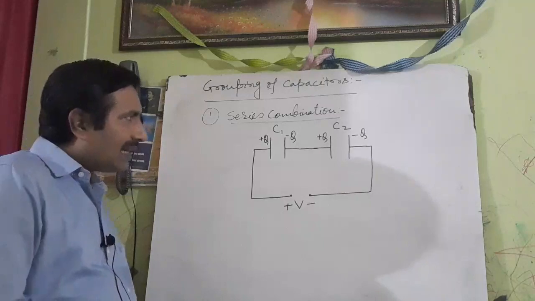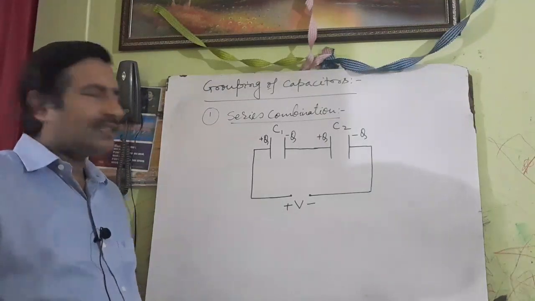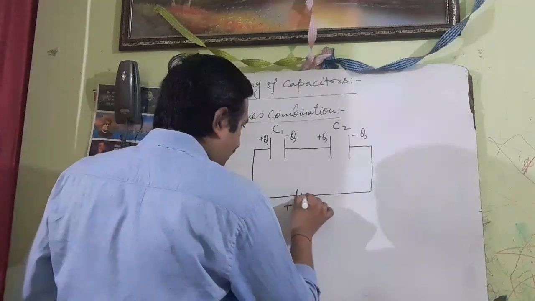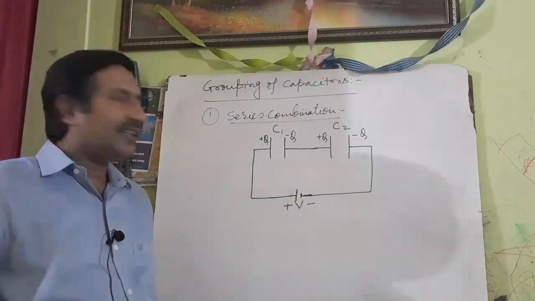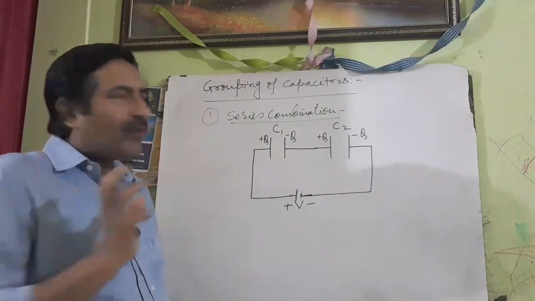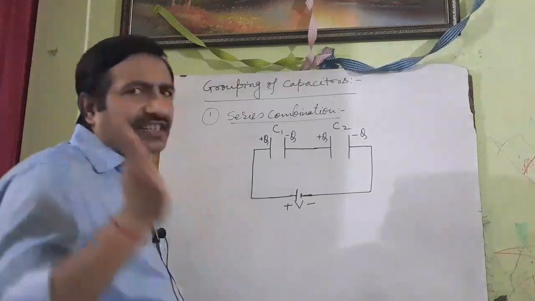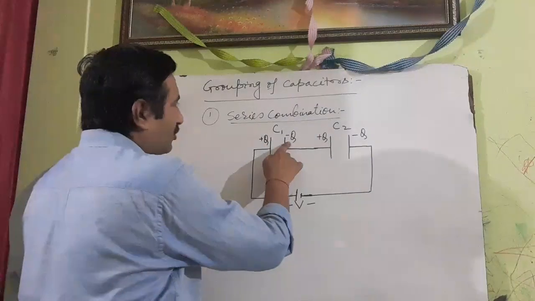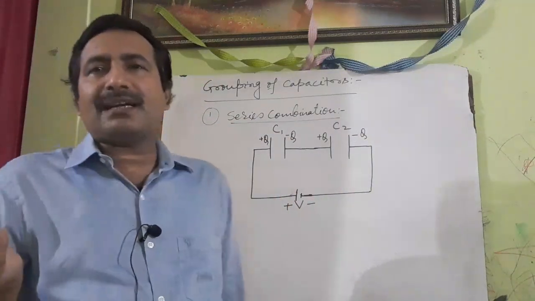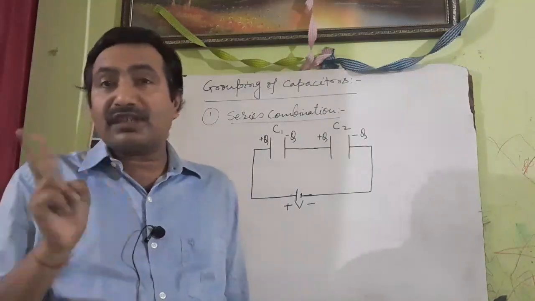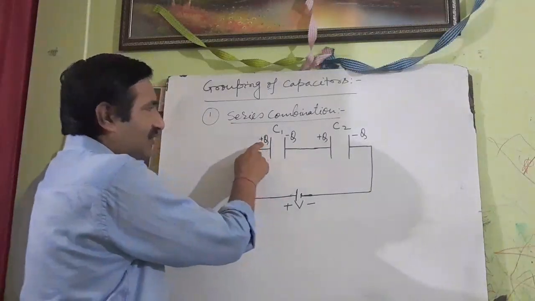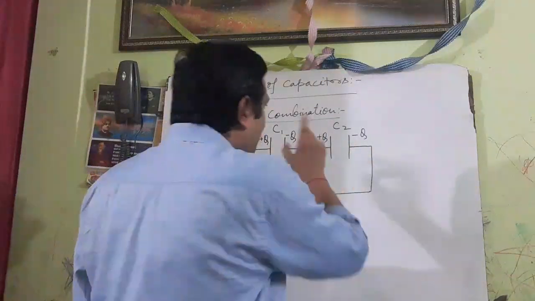It will be easier to understand if I connect it to the cell. So positive terminal plus Q charge, negative terminal minus Q charge. You know the net charge on a capacitor is 0: plus Q minus Q is 0. Another thing is that charge on a capacitor means the charge on the positive plate of the capacitor, not the net charge. So the charge on this capacitor is plus Q, and the charge on this capacitor is also plus Q.